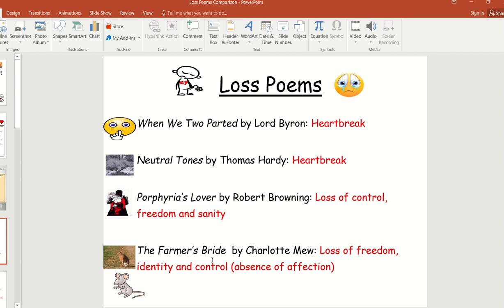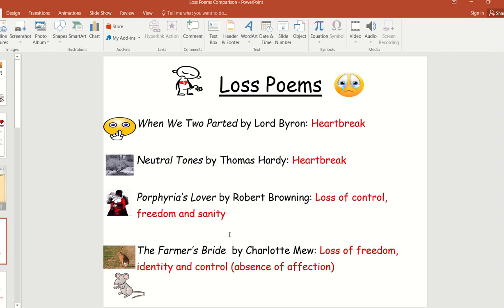The Farmer's Bride, again, also very interesting when we think about context. So this was written by Charlotte Mew, and Charlotte Mew was actually a homosexual at a time where it was illegal to be so. And all of these poems were written in the 19th century. Now, this is interesting because, similar to Porphyria's Lover, Charlotte Mew is different to the narrator in the poem.